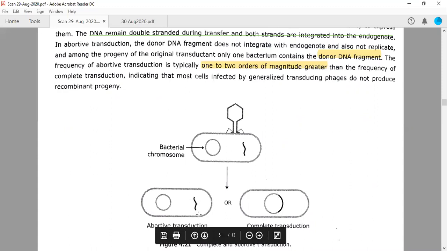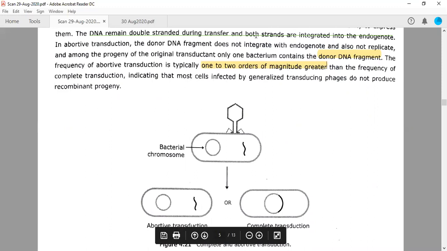So this double-stranded DNA will be stable and can be maintained inside the cytoplasm of the bacterial cell, but only one daughter cell will receive this particular DNA. And mostly this is the case, the abortive type is more pronounced. So generally it is 1 to 2 orders of magnitude.